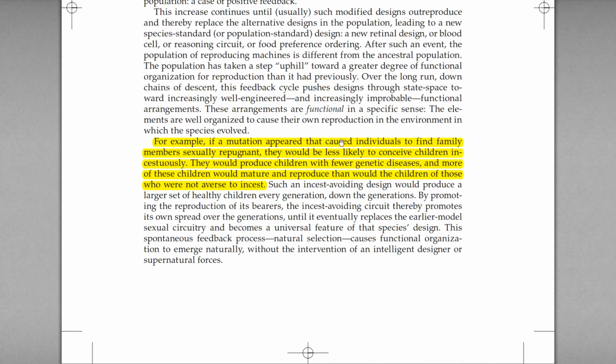Again, for example, a mutation that causes family members to find other family members sexually repugnant. So this mutation would actually mean that the people with that kind of mutation would have children with fewer genetic diseases, and therefore their children would be more likely to mature and reproduce than the children who do not have these kind of instincts in the brain. So it's incest avoidance.